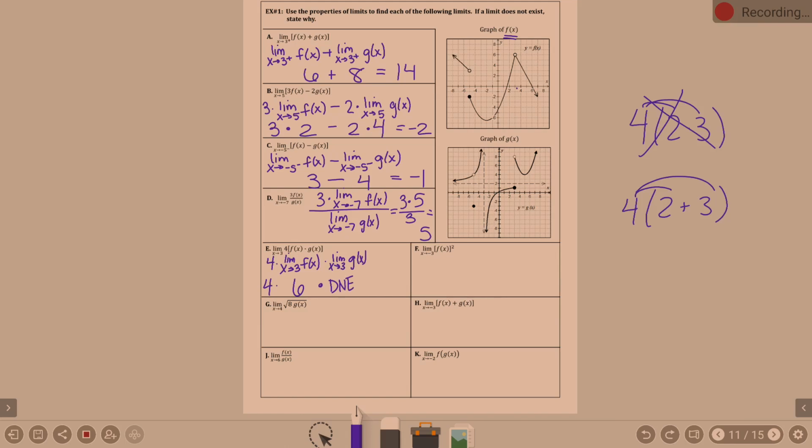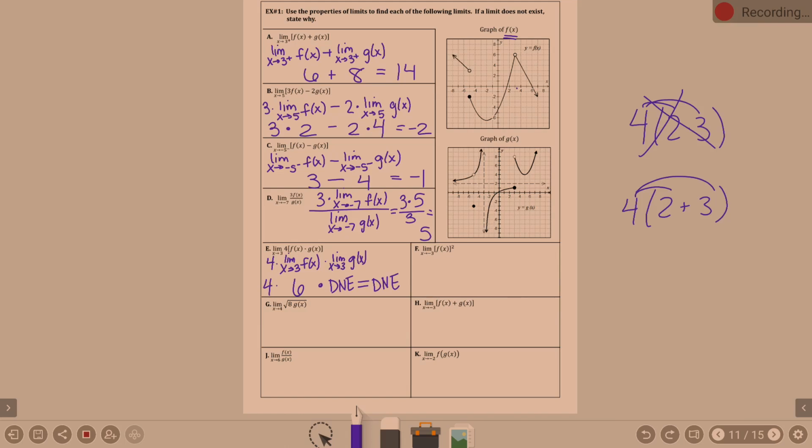Well, 4 times 6 times a limit that does not exist is just does not exist. Really what I would say is the limit of g of x, I can't do that, so I can't do this whole problem because that's a necessary part of the problem. Had I realized that up front, I wouldn't have even done the rest of the problem, you know.